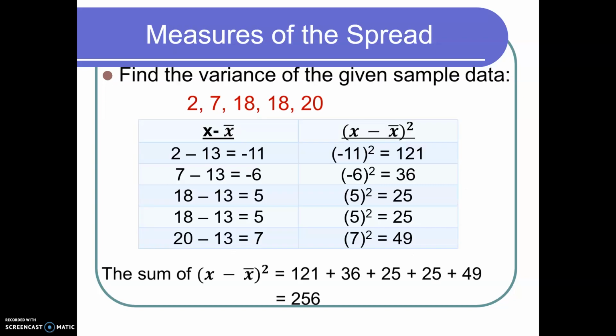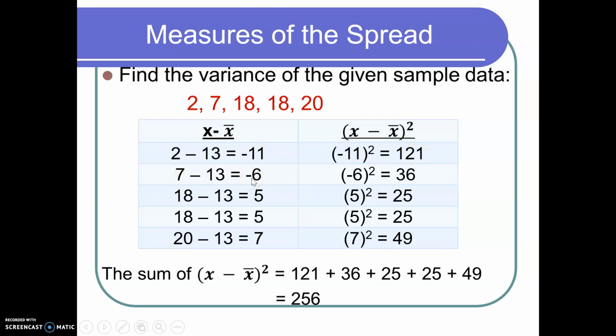Next, we need to make a table: x, x minus x bar, and x minus x bar squared. X is each data value, so we have to take each number and subtract the mean. Since we have 5 numbers, we have to do that 5 times. So 2 minus 13, that is negative 11. You square it, you will get 121.